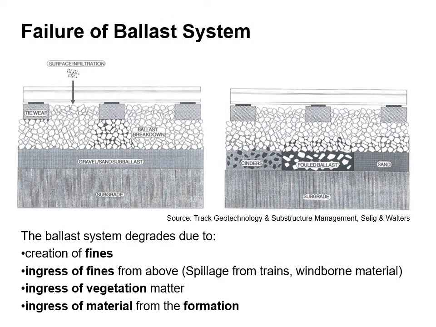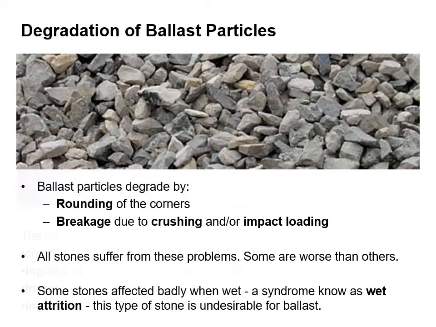The ballast system degrades due to the creation of fines or the ingress of fines from above, maybe spillage from trains or wind-blown material, or ingress of vegetation or ingress of material from the formation. Ballast particles can degrade by rounding of the corners or breakage due to crushing or impact loading. All stones suffer from these problems. Some are worse than others. Some stones are affected badly when wet, a syndrome known as wet attrition, and this type of stone is not desirable for ballast.